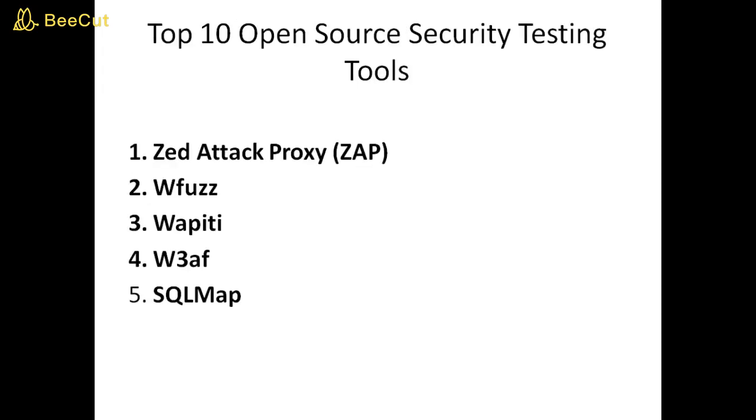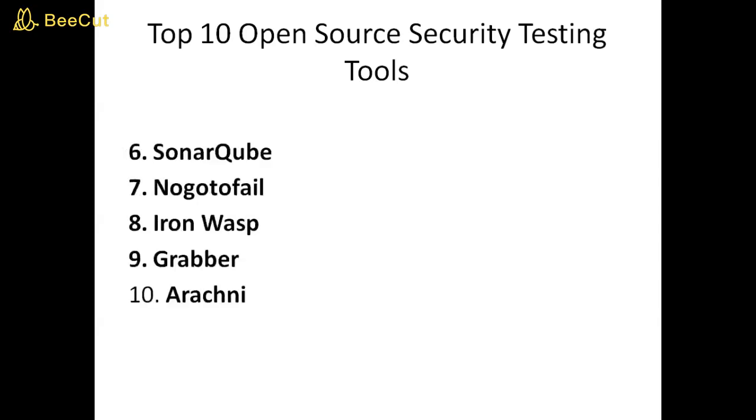Top 10 open source security testing tools. 1. Zed Attack Proxy (ZAP), 2. Fuzz, 3. Wapiti, 4. W3AF, 5. SQLmap, 6. SonarQube, 7. Nogotofail, 8. IronWASP, 9. Grabber, 10.